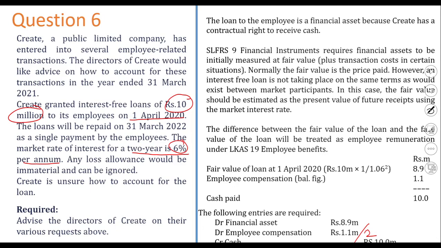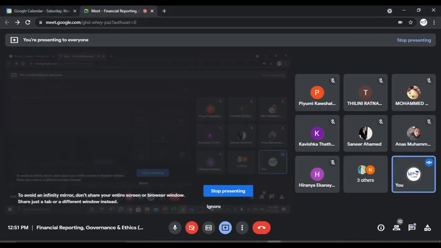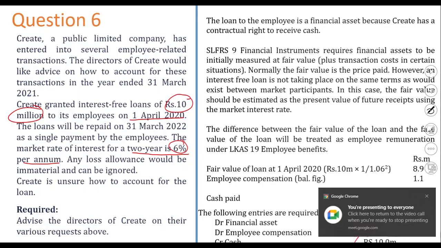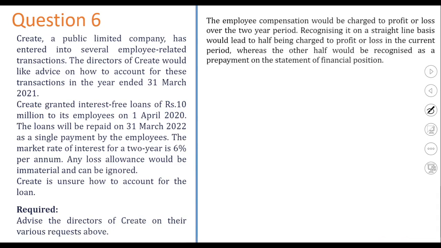Right? You are recognizing this over the period of 2 years. Clear? The employee compensation would be charged to P&L over the period of 2 years, recognizing on a straight line basis, 50-50 in this case, right?